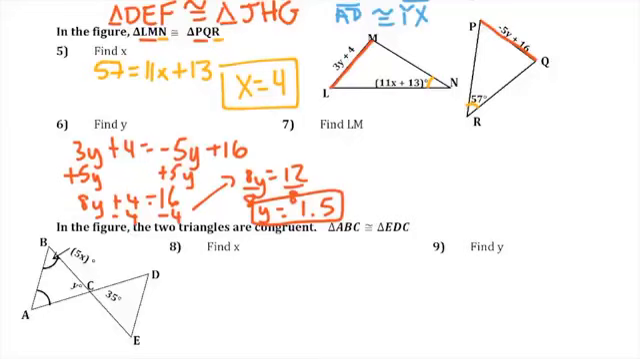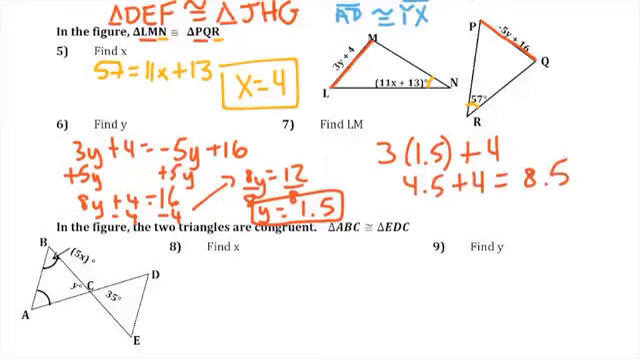Number 7, find LM, which means find the length of the line segment LM, which we know y, so we can substitute it into the expression that tells us the length. So we're going to go 3 times 1.5, which is y, plus 4. Well, 3 times 1.5 is going to give us 4.5. Plus 4 is 8.5. So the length of LM is 8.5 units, whatever those units are.